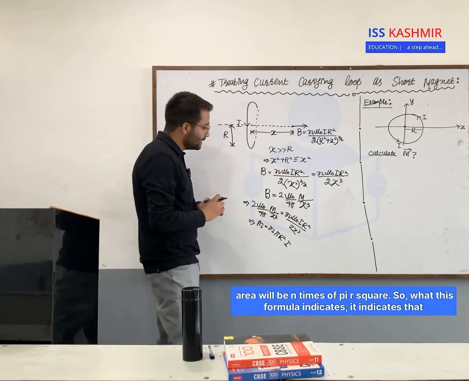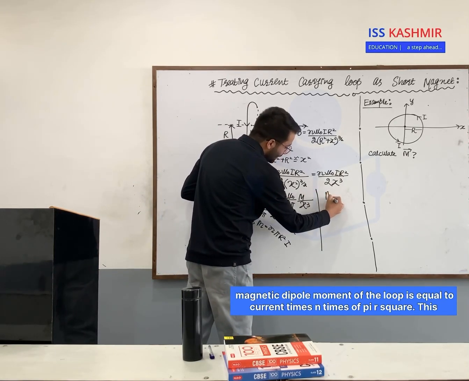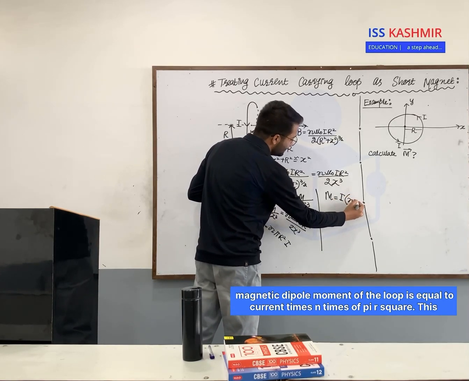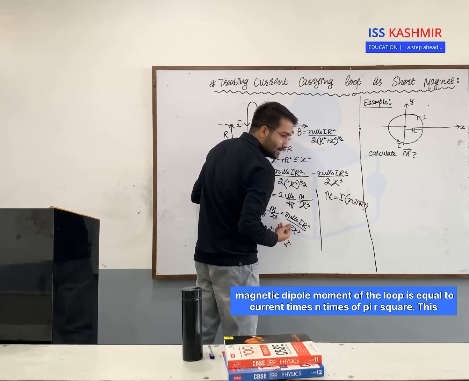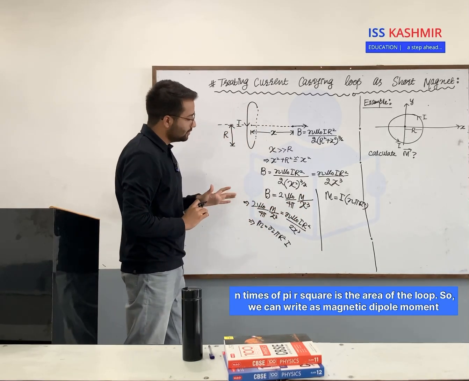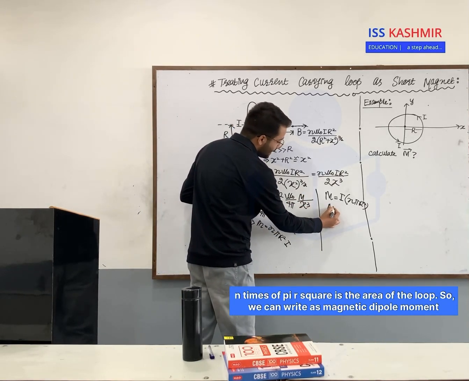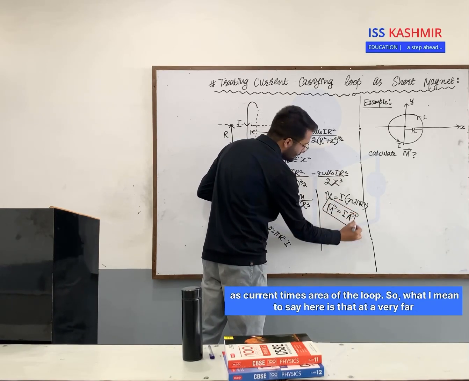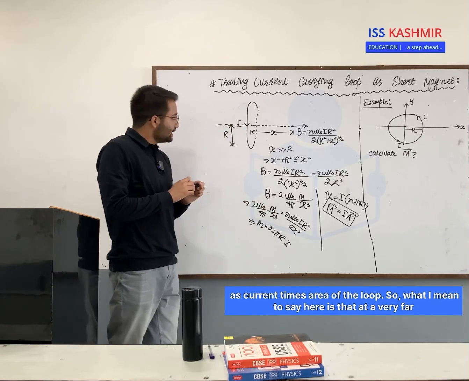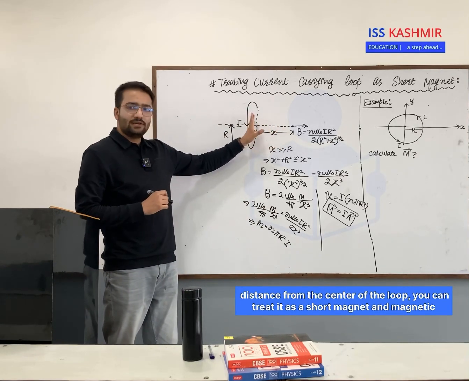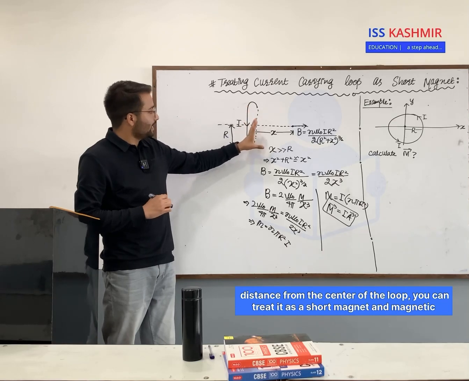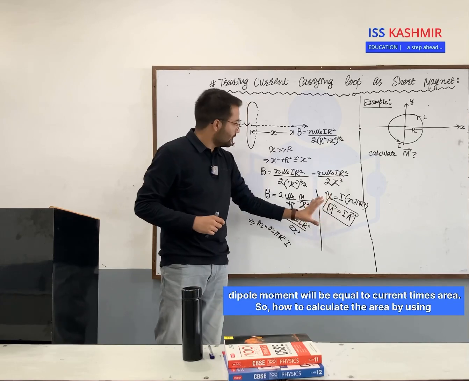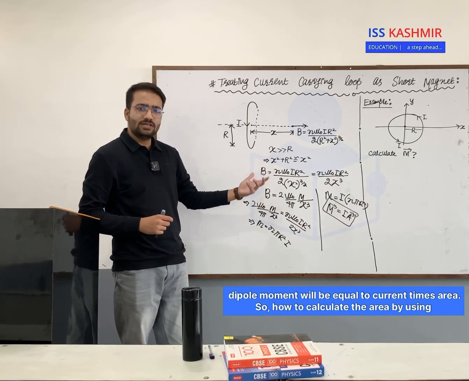So what this formula indicates is that the magnetic dipole moment of the loop is equal to current times N times pi r square. Okay, this N times pi r square is the area of the loop, so we can write the magnetic dipole moment as current times area of the loop. What I mean to say here is that at a very far distance from the center of the loop, you can treat it as a short magnet and its magnetic dipole moment will be equal to current times area. Okay, so how to calculate the area? By using the right hand thumb rule.